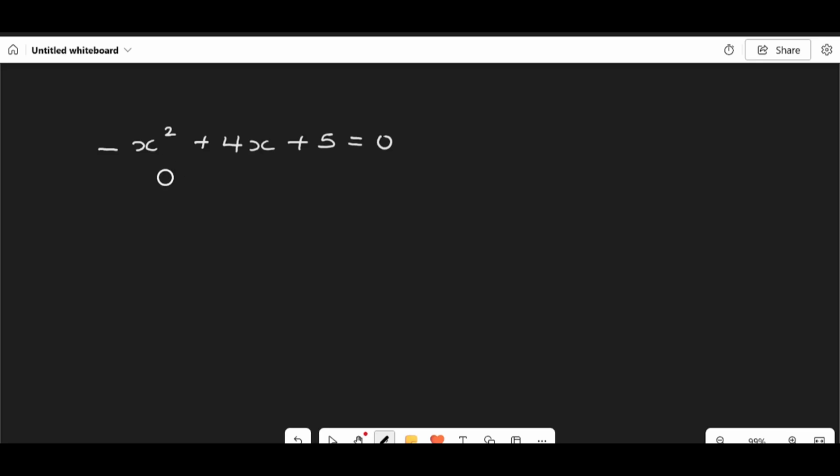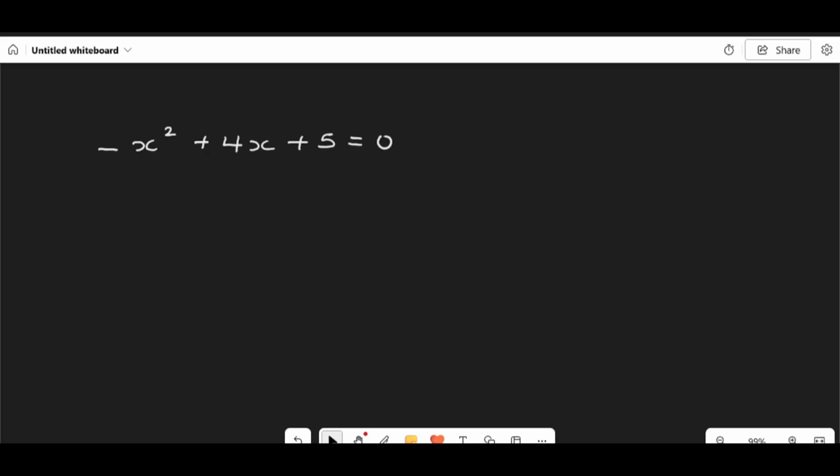In this tutorial, we will be solving this quadratic equation by using the completing the square method. And the first step you have to do when you want to use completing the square method is that the coefficient of x squared must be 1. But in this case, the coefficient of x squared is minus 1.